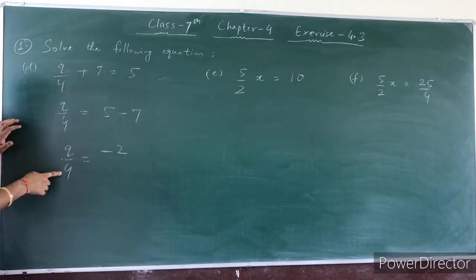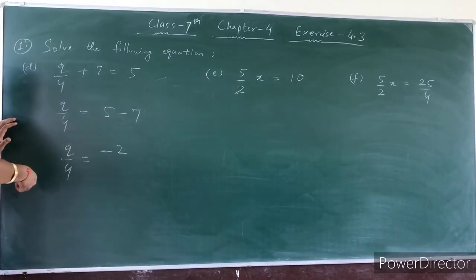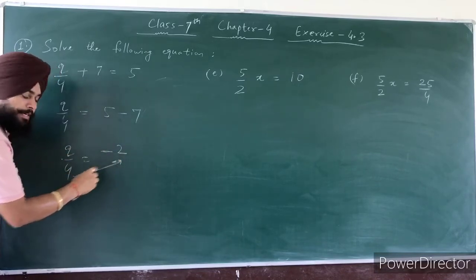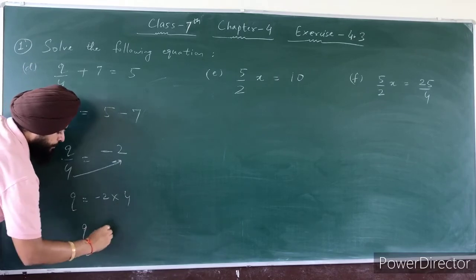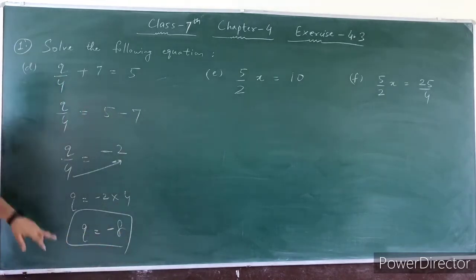Now next, this 4 is divided on the left hand side. When you take it on the right hand side, it is multiplied with minus 2. So it is minus 2 multiplied with 4. Minus 2 into 4, minus 8. So this is the value of q.